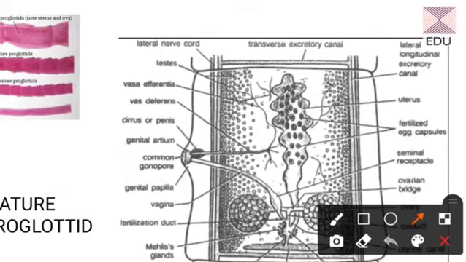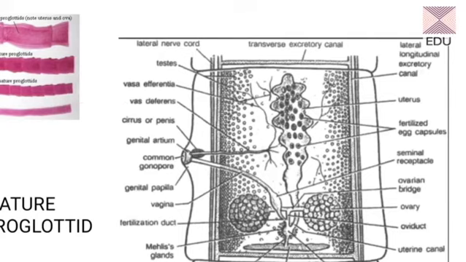If we go through the male reproductive system one by one, first we have the testes. Number two, the vasa efferentia. Then they join to form the vas deferens. The vas deferens opens into the cirrus. The cirrus opens into the genital atrium by the male genital pore. So this is the male reproductive system of Taenia solium.